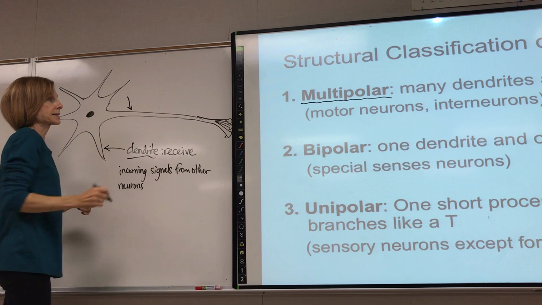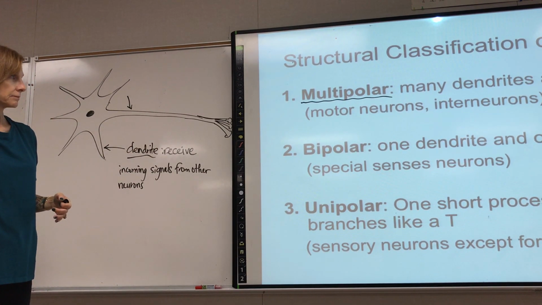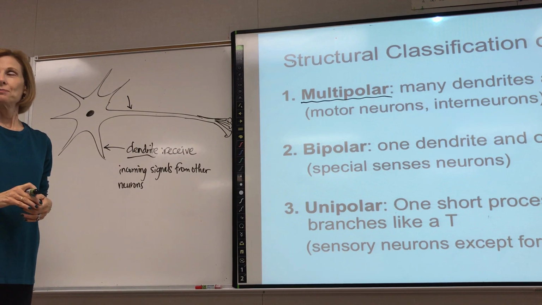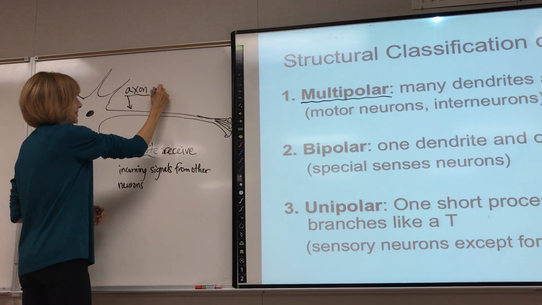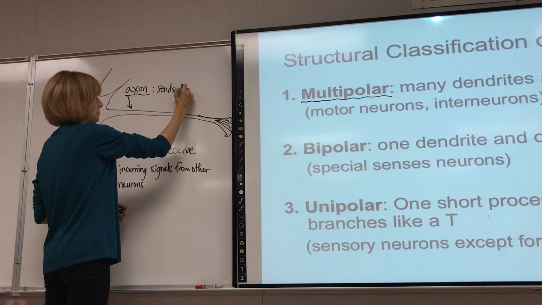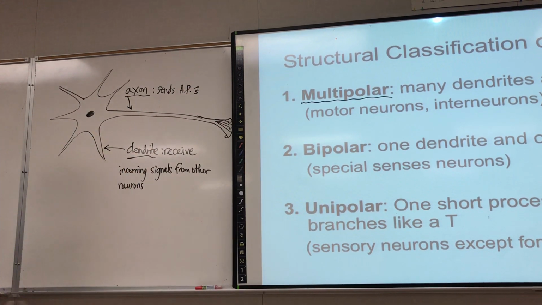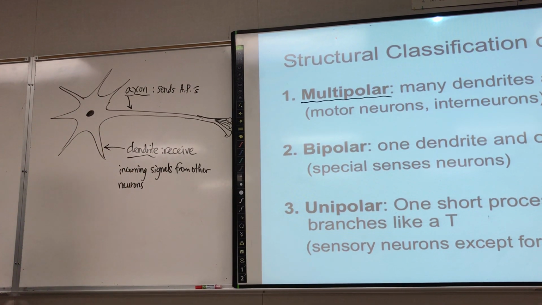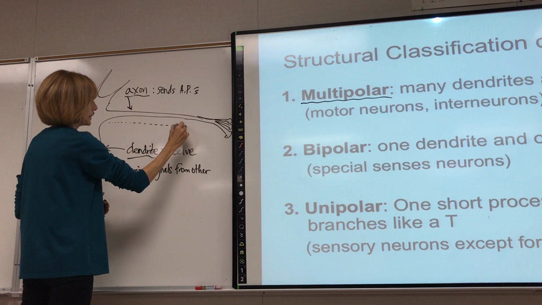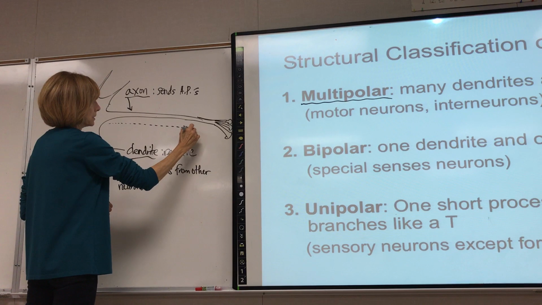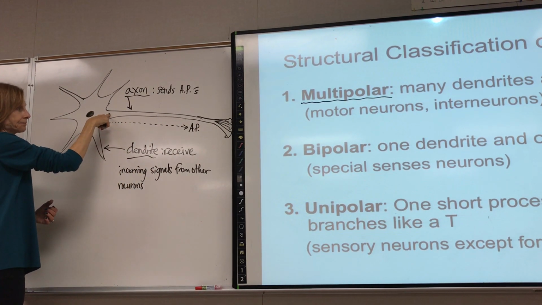This process here is called the, you guys know that, right? Axon, right. And the axon sends action potentials. Okay, so remember the action potential is electrical current that literally travels down the axon. So it's going to go all the way down. Usually we'll start right here at the beginning of the axon.